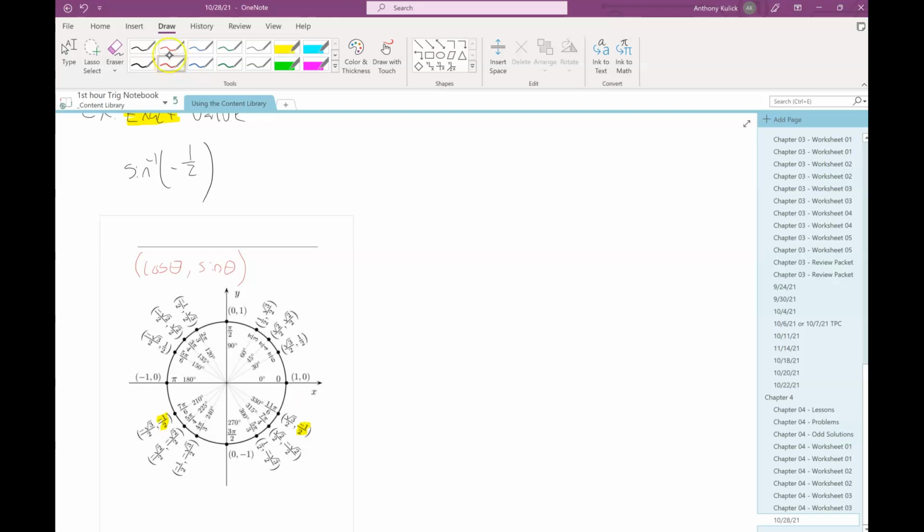Now, I know that the range for sine inverse is quadrants 1 and 4. So the one that I'm looking for is the one in quadrant 4. Everybody's okay with that? And the angle measure for that, or that has sine of negative 1/2, is 11 pi over 6. Everybody's okay with that? But that's not our answer. Why is that a problem?